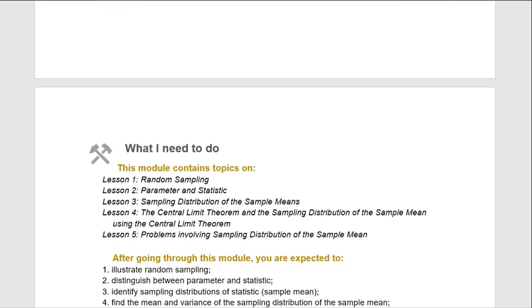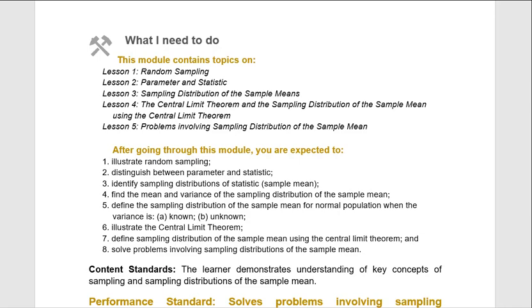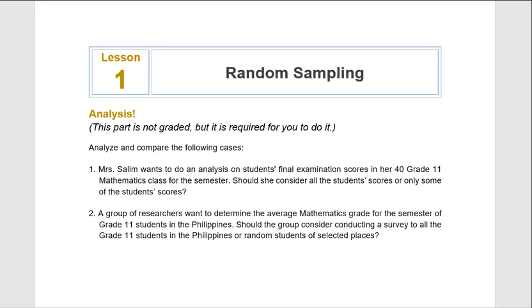Now, this module is subdivided into 5 lessons. So for this first video, part 1, we are just going to talk about lesson 1 and lesson 2, which is basically like an introduction of the entire module. Okay? So lesson 1, random sampling. Let's analyze this first. Analyze and compare the following cases.